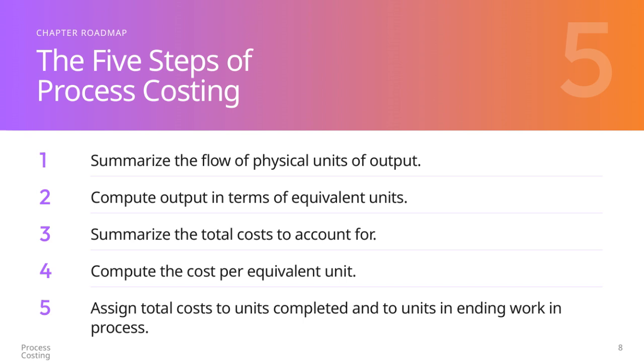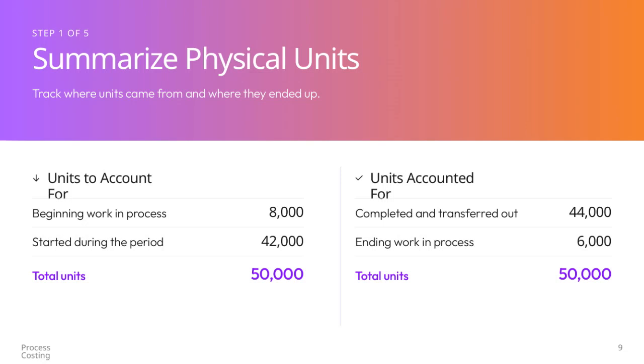These steps form the backbone of process costing and make it easier to track and manage production costs. Here we are looking at the first step in process costing, which is summarizing physical units. The key idea is to track all the units involved during the period, making sure we account for every single one.